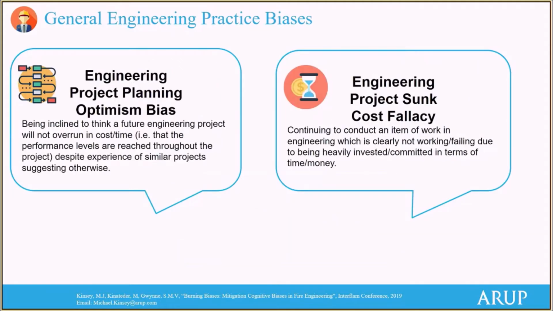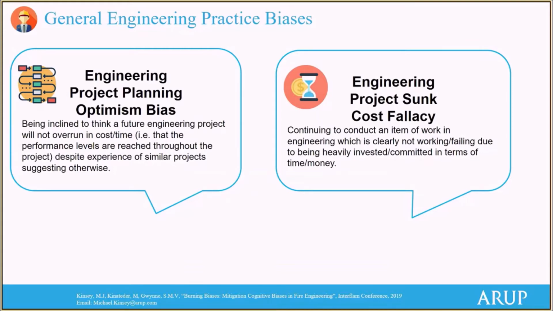A few more here for engineering practices. Engineering project planning optimism bias. So being inclined to think a future engineering project will not overrun in cost or time, despite experience of similar projects suggesting otherwise. I think this is probably extremely common in engineering. It's very hard to plan exactly how much time or how much money a project will need, and this can lead to optimism bias, and perhaps can result in loss of money on projects.